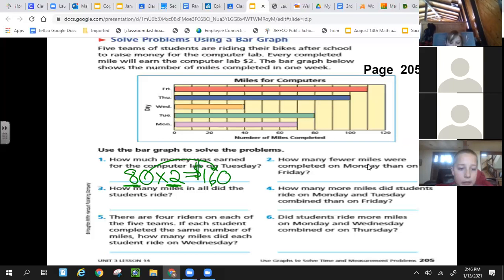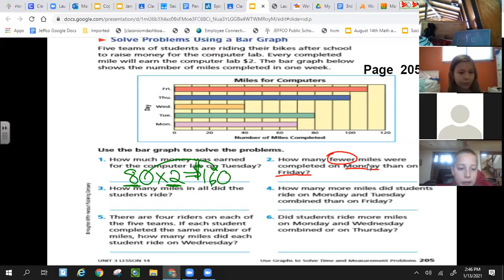Wow, I'm really proud of you, Henry. Good job. All right, we're gonna do the same thing with the next problem. We're gonna analyze it. How many fewer miles, I'm gonna circle the keyword fewer, were completed on Monday than on Friday? Now this time, Astria, be careful. We're not talking about dollars. This time we're talking about miles.